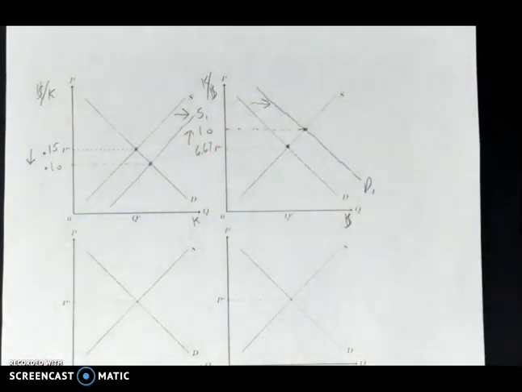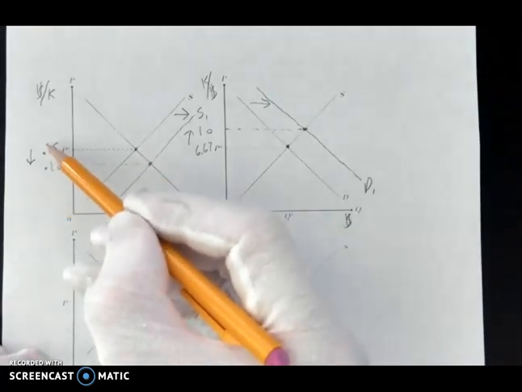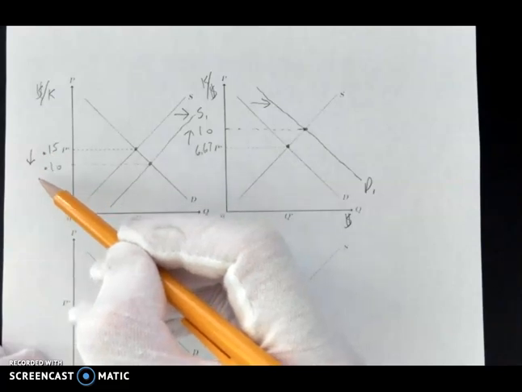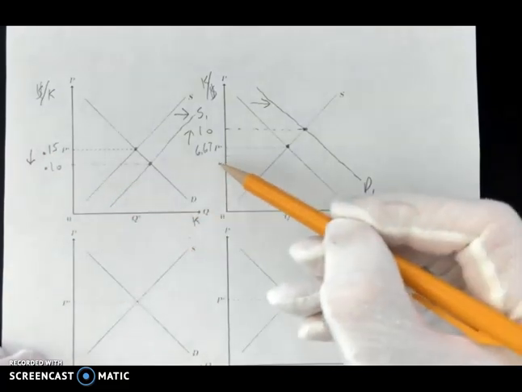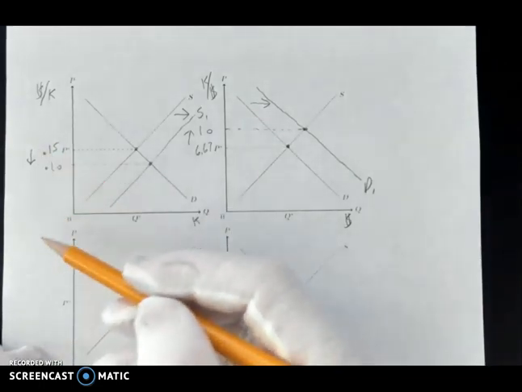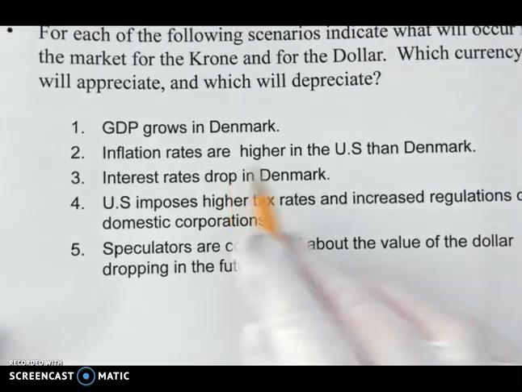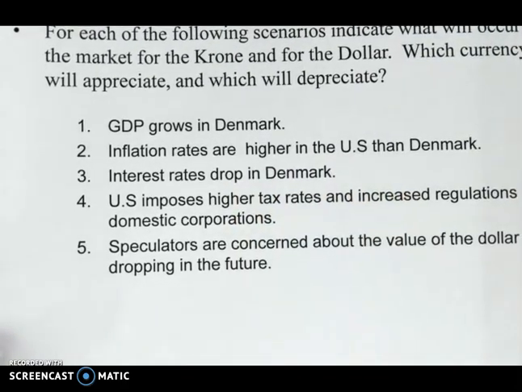So what happens in a market when one country's GDP grows relative to another? Well, the answer is the country whose GDP is growing sees a depreciation of their currency, whereas the other country sees an appreciation of their currency. As the Danish economy grows and income increases relative to the US, their currency will decrease and ours will appreciate. Now let's do the next one. The next one says inflation rates are higher in the US compared to Denmark.